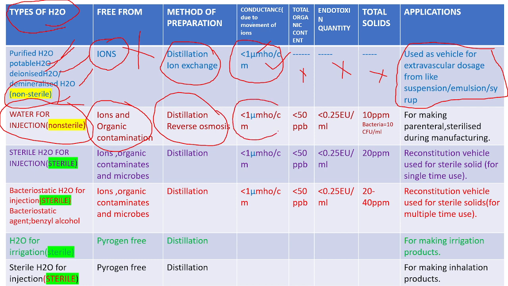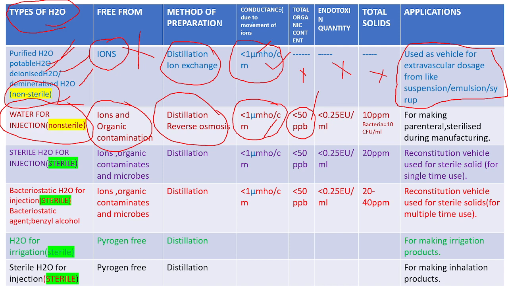Then how can we determine the conductance, how can we determine the ions? It is free from the ions if the conductance is less than 1 micro ohm per centimeter. Then the total organic content, that is endotoxin and exotoxin content, should be less than 50 parts per billion.